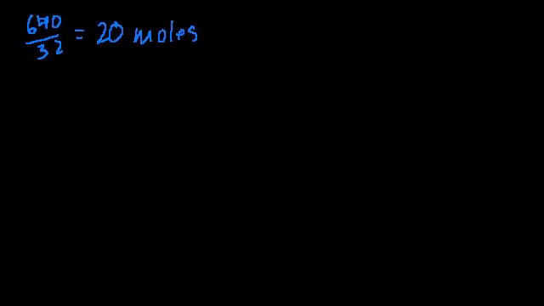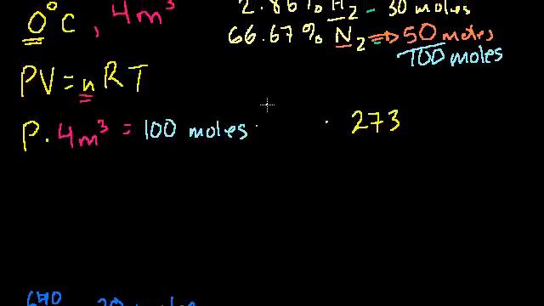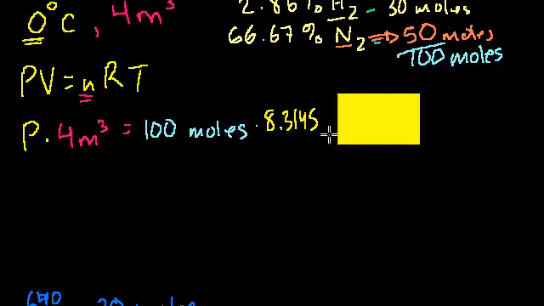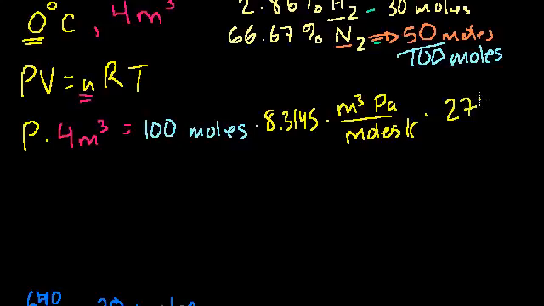So I always like to write my R's down here. So we're dealing with meters cubed. We're not dealing with liters. So let's use this one. 8.3145 meters cubed pascals per mole Kelvin. So this is 8.3145, and the units there, I think I should keep. These are in meters cubed pascals divided by moles Kelvin, and then our temperature was 273 Kelvin.